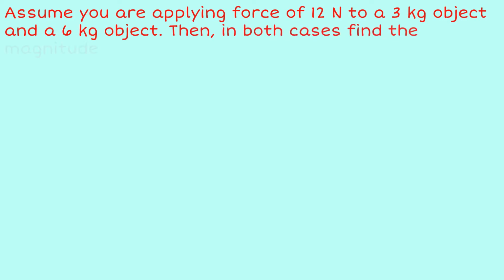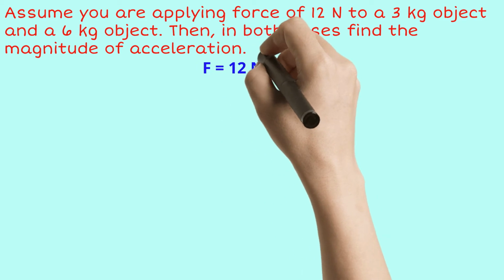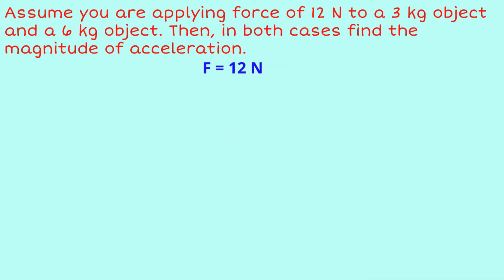Assume you are applying a force of 12 Newton to a 3 kg object and a 6 kg object. Then in both cases, find the acceleration. Here we can see that the force applied to both objects is the same, that is F equal to 12 Newton. Let's first find the acceleration of the object having mass 3 kg.